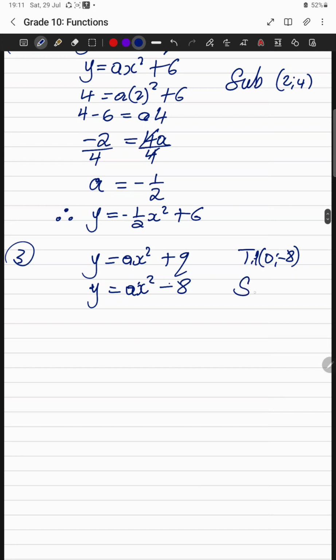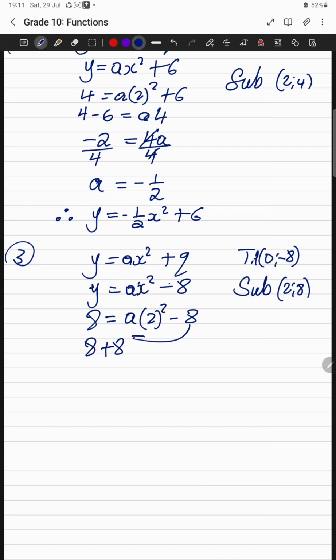Then we substitute with that point (2, 8). In the place of x here, we put 2. In the place of y, we put 8. Okay. And then from here, we're going to have 8 equals a into 2 squared minus 8. And then we're going to have 8 plus 8. Remember, when we transpose this one, it is negative, then it will change the sign, become positive. And here we've got 4a. And then 8 plus 8 must be 16. And then we've got 4a.